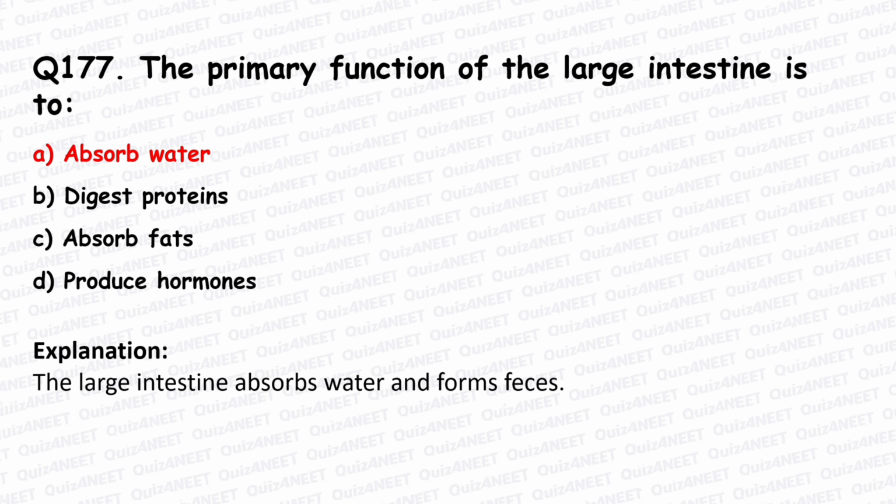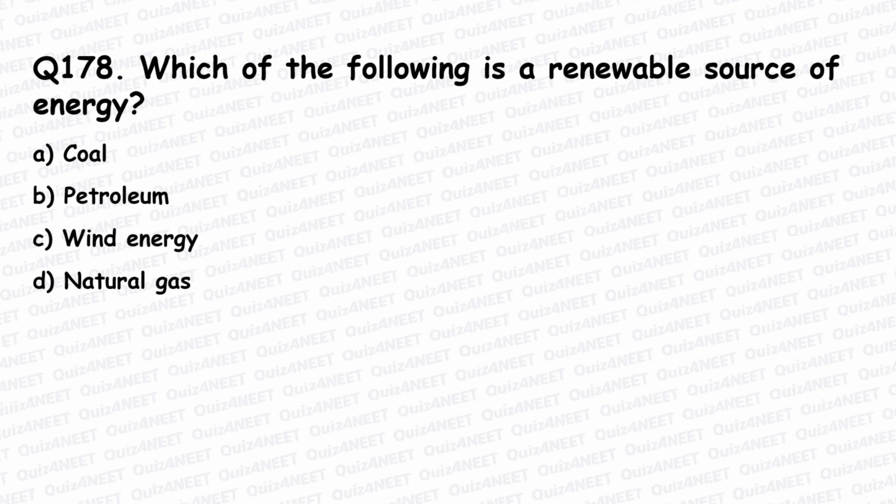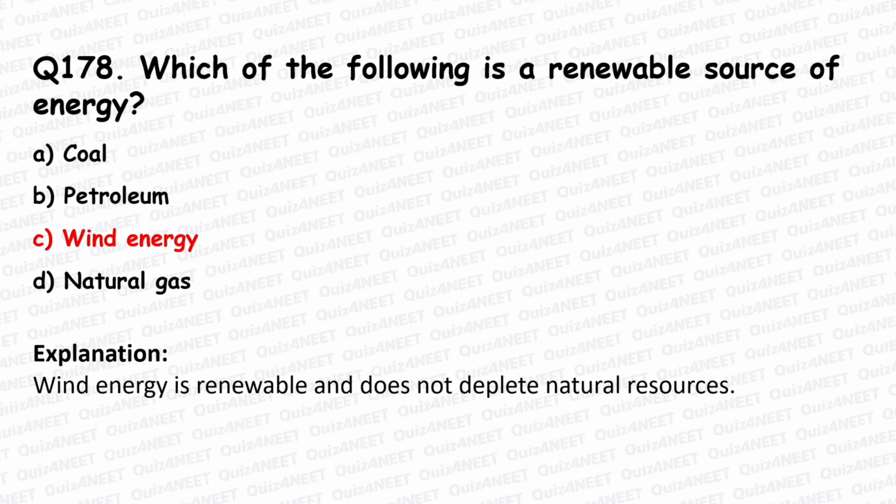Q178. Which of the following is a renewable source of energy? A. Coal, B. Petroleum, C. Wind energy, D. Natural gas. Answer: C, wind energy. Explanation: wind energy is renewable and does not deplete natural resources.